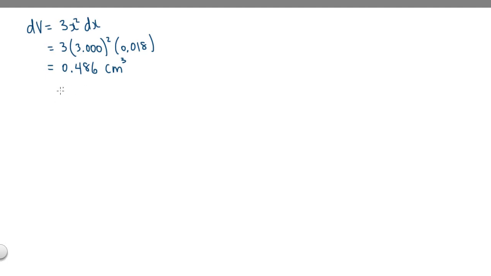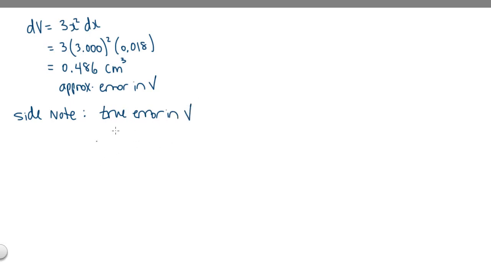Our answer to the problem, that was our approximate error in V. And just as a little side note, because you might be wondering about this, the true error in calculating the volume would be written delta V. So whenever it's an exact calculation, we use this delta here. Delta V would be exactly the volume that you would get using an x value of 3.018, and then just subtract off the volume that you get from using the measured side length.